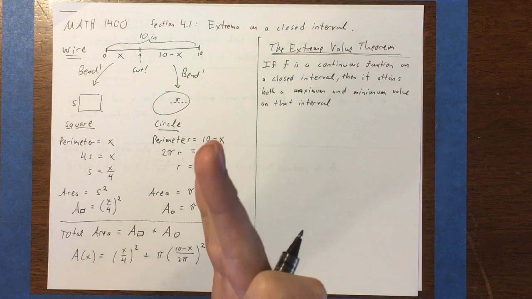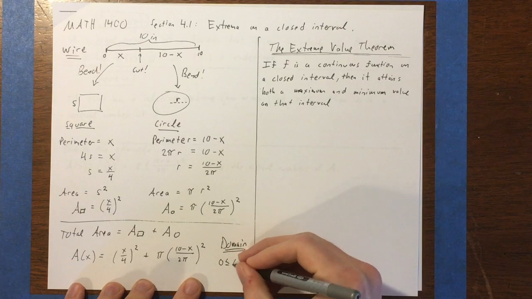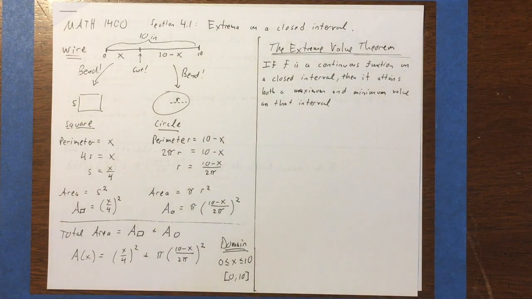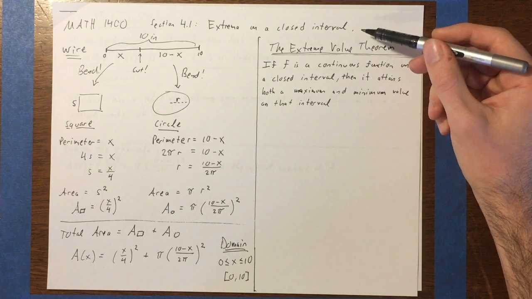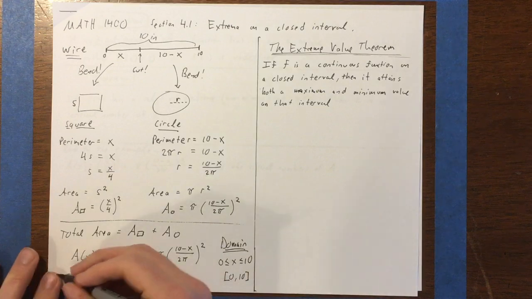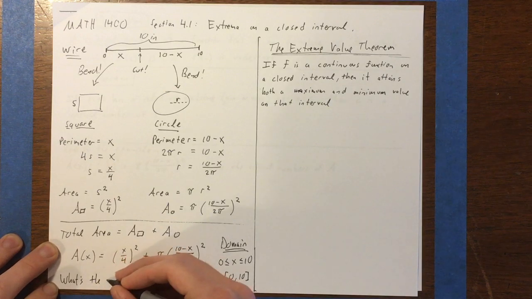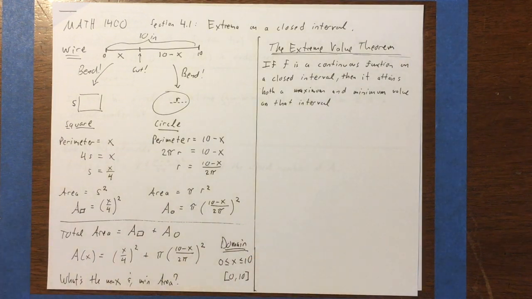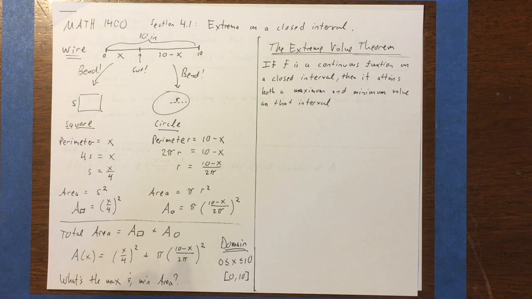So that's a finite closed interval domain, which is 0 less than or equal to x less than or equal to 10, or in other words, 0 to 10, written in interval notation like that. That's our domain, which is why I'm going over this problem in this section. So now the question is, what's the maximum and minimum area that these two shapes could contain? Okay, that's our question. So now we're going to go over some theorems that are going to help us answer that question, and then we're going to come back to this example a few times as we go.